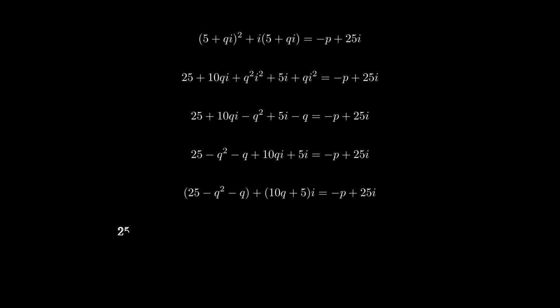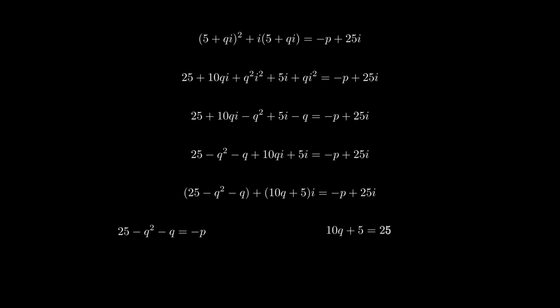And then what's on the left-hand side of the equal sign must be equal to what's on the right-hand side of the equal sign. So the real parts are equal, so 25 minus q squared minus q is equal to minus p, and the imaginary parts are equal. So 10q plus 5 is equal to 25.